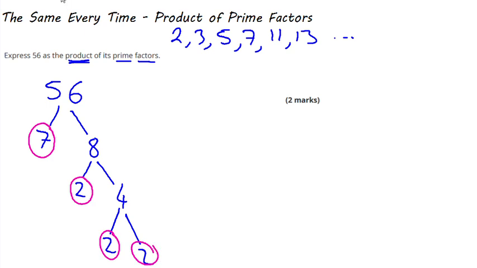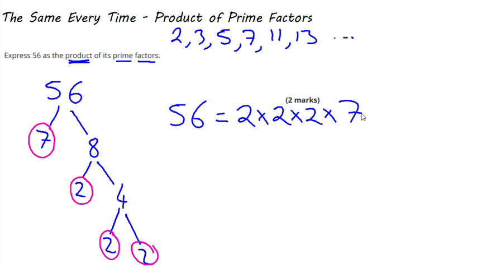So if I multiply all of my circled numbers together, they will make 56. So 2 times 2 times 2 times 7. So that's a product of prime factors, prime numbers multiplied together. Sometimes they ask you to write these things in index form, which means we use powers. So 2 times 2 times 2 would be 2 to the power 3, and that's just multiplied by 7.